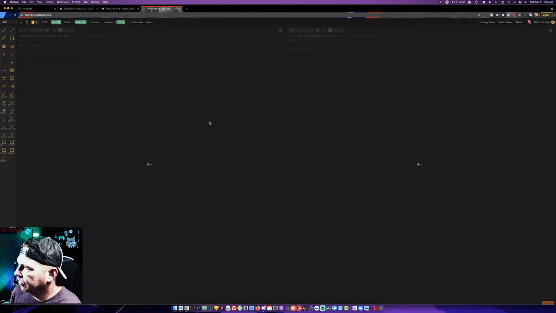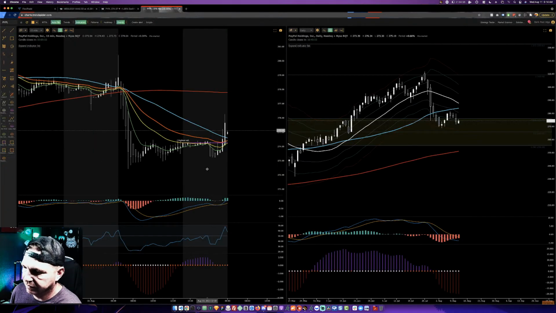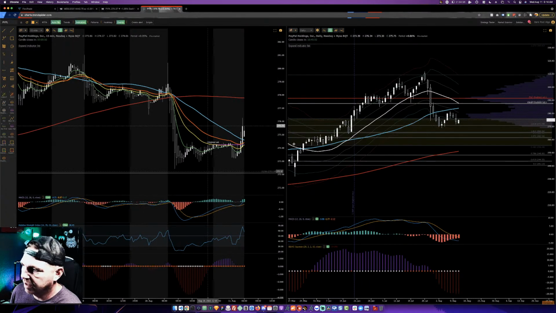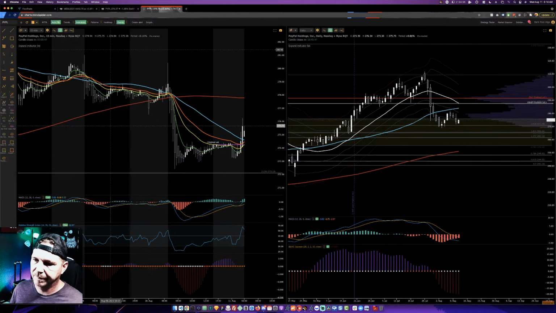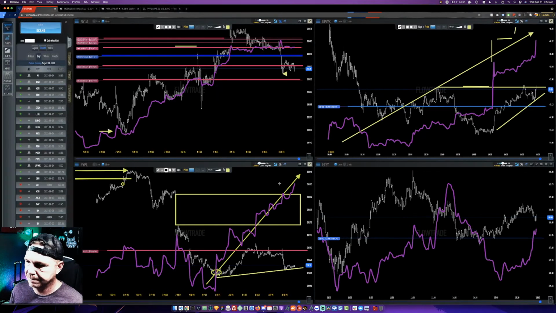PayPal has room to move, and damn it, I've got to really quickly do this one. Cup and handle breakout. Yeah, you guys know what's going on with PayPal. PayPal has earnings next week. Yeah, play the run into earnings.